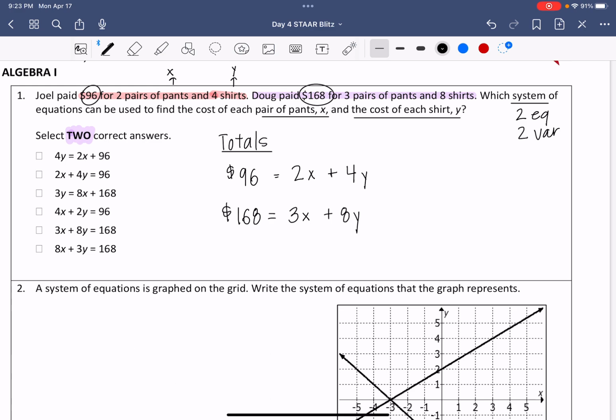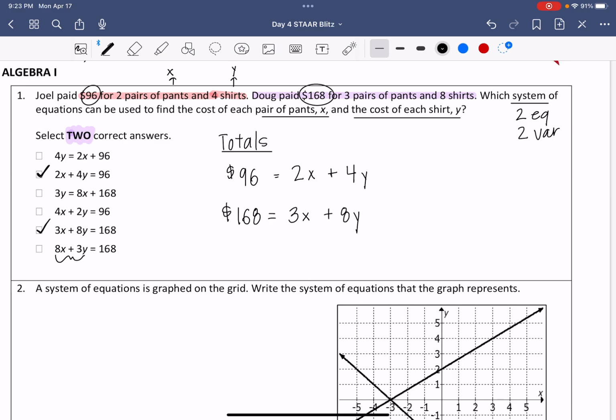So now you just go through your answer choices and select which one it is. Okay, so I need it to equal 96, and we have 2X and 4Y. So that would be this one right here. And then Doug spent 168, so it needs to equal 168. But then he has 3X plus 8Y. So it would be this one. All right, so look how they try to make it tricky right here, okay?